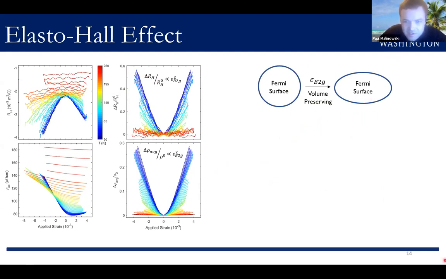Now, this is only true as long as we don't induce long-range magnetic order when we apply strain, because that would open a gap and reconstruct the Fermi surface. But we see no evidence that that is occurring. Instead, we just see a smooth evolution down to zero strain, with no sharp feature indicating a magnetic phase transition. So how can we explain this giant nonlinear change in the Hall coefficient?